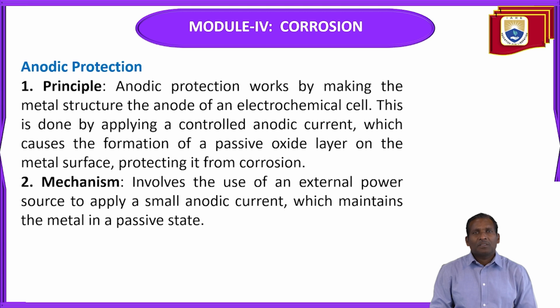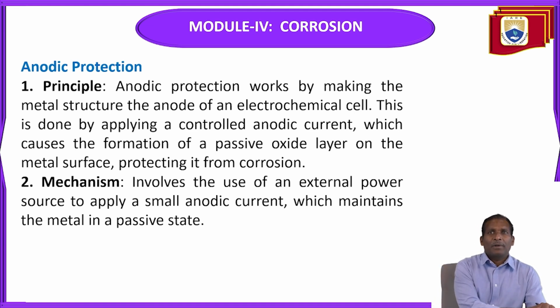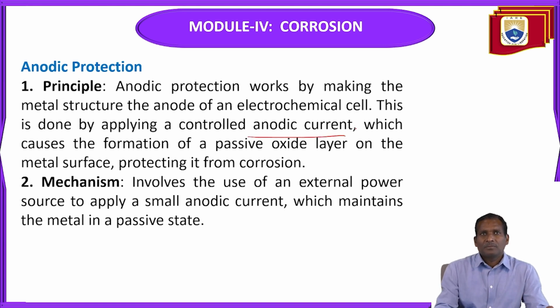Anodic protection. The principle is that anodic protection works by making the metal structure the anode of an electrochemical cell. This is done by applying a controlled anodic current, which causes the formation of a passive oxide layer on the metal surface, protecting it from corrosion. The mechanism involves the use of an external power source to apply a small anodic current, which maintains the metal in a passive state.